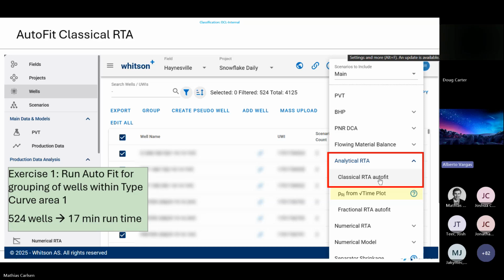So definitely I like that. I will talk in detail about this PRI from square root of time plot later. I'm going to showcase that at a later date. So keep that in mind.